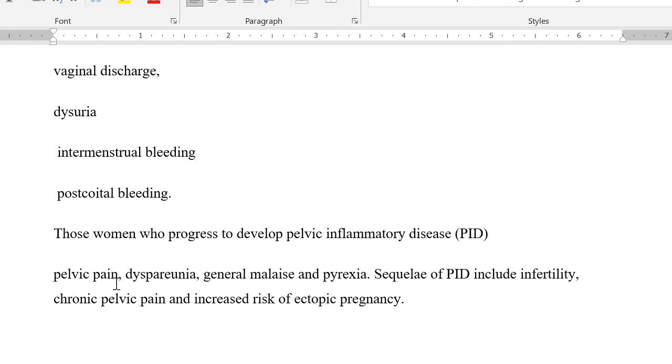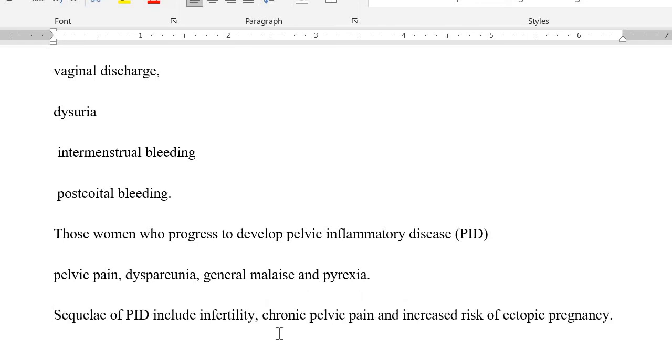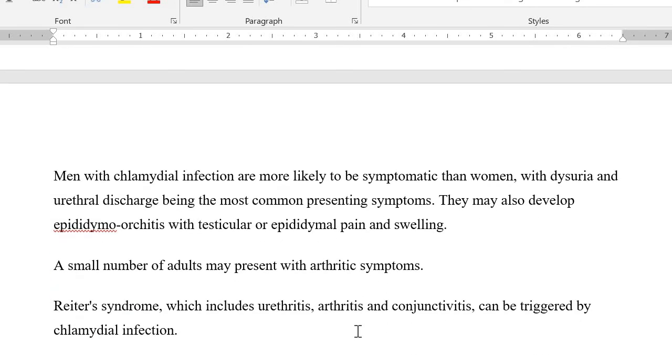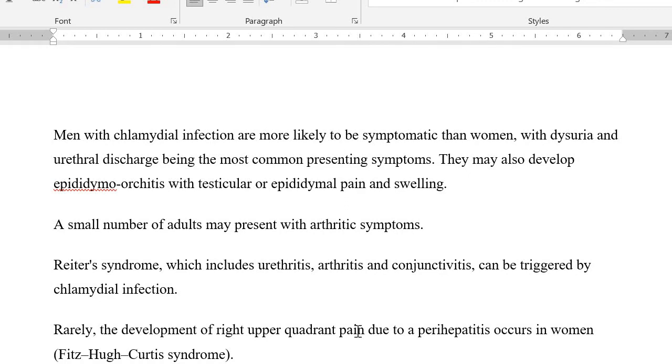Those women who progress to develop PID can have pelvic pain, dyspareunia, general malaise and pyrexia. The sequelae that we have discussed before, but will mention here also: PID, infertility, chronic pelvic pain, and increased risk of ectopic pregnancy. Men with a chlamydial infection are more likely to be symptomatic than women.